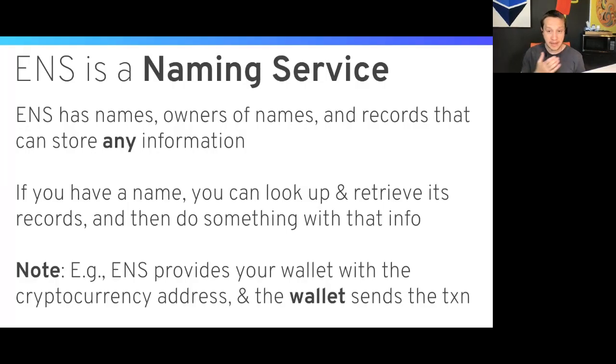So ENS has names, it has owners of names, and records that can store any arbitrary information. So if you have a name, you can look up and retrieve its records and then do something with that name. For example, ENS provides your wallet with the cryptocurrency address and the wallet sends the transactions. Let's say I'm sending Dogecoin to Brantly.eth. I type Brantly.eth into my wallet. The wallet looks up Brantly.eth on ENS on Ethereum, grabs the Dogecoin address, which is stored there, comes back to the wallet, and then it sends the Dogecoin transaction on the Dogecoin network with that information. So ENS is not forwarding the transaction or something.